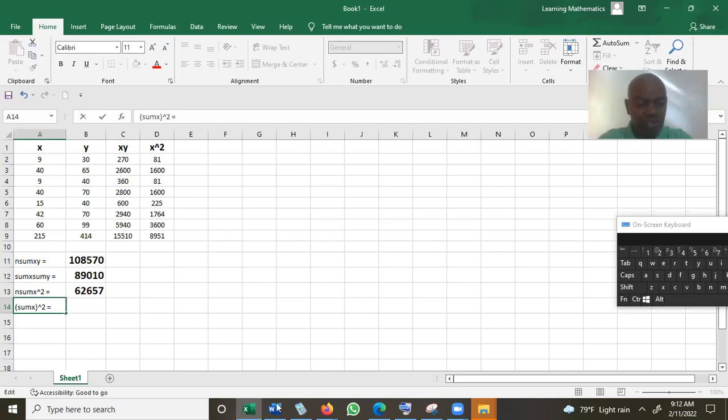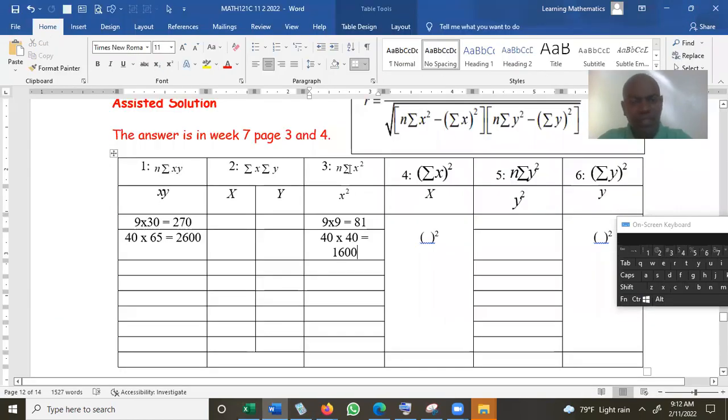For number 3, if you take a close look at the third number, we have to square x then sum. So technically for step number 3, we are summing the squares. But in step number 4, we are squaring the sum. So there's a difference between summing the squares and squaring the sum. We are going to square the sum of x.